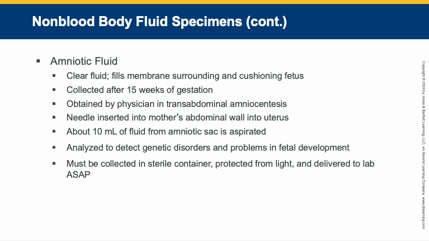This is where a needle, guided by ultrasound, is inserted into the mother's abdominal wall into the uterus. About 10 milliliters of fluid from the amniotic sac is aspirated. It is analyzed to detect genetic disorders and problems in fetal development, and it must be collected in a sterile container, protected from light, and taken to the lab ASAP.